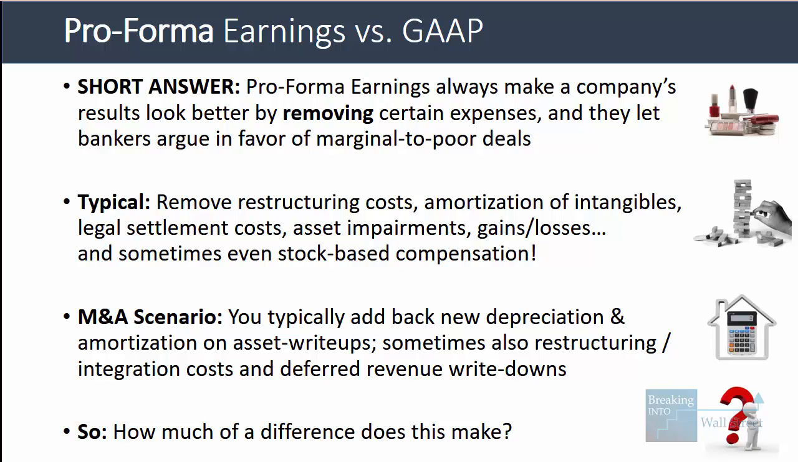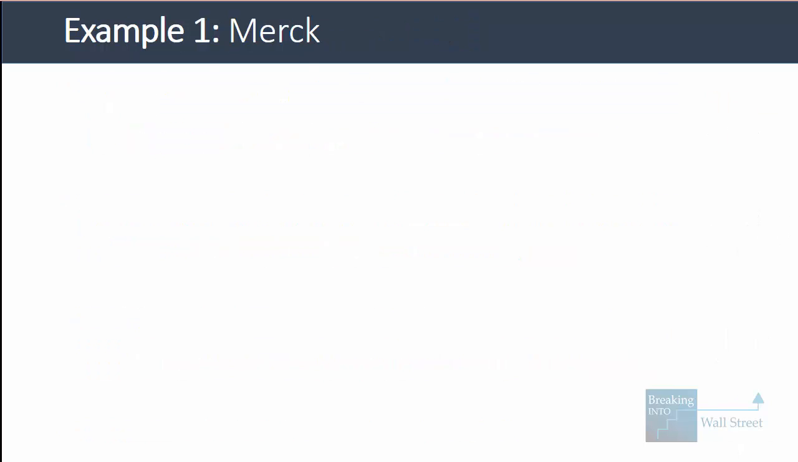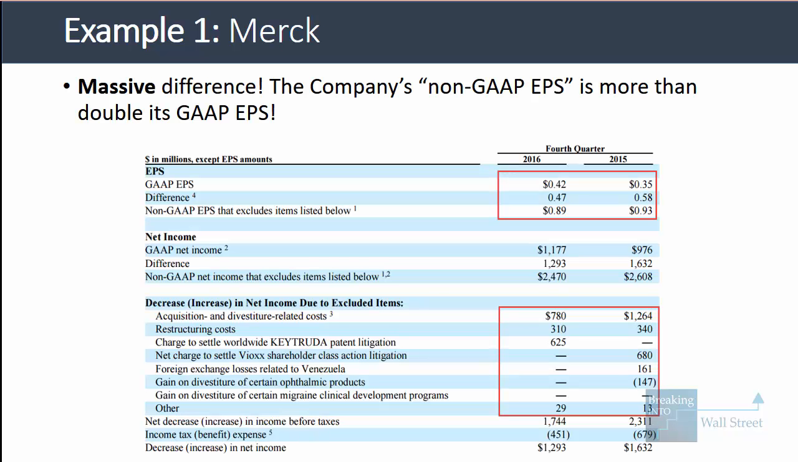How much of a difference do these changes really make? Here's an example for Merck, which is a company notorious for making these types of adjustments and creating non-GAAP or pro forma metrics. In this case, it's a massive difference. I've pulled up one of the company's earnings reports here, and their non-GAAP or pro forma EPS is over twice as high as their GAAP EPS.